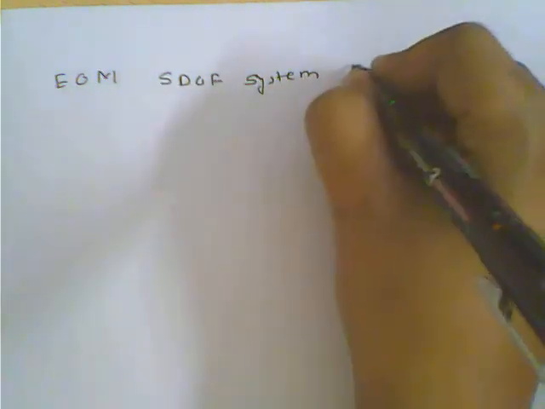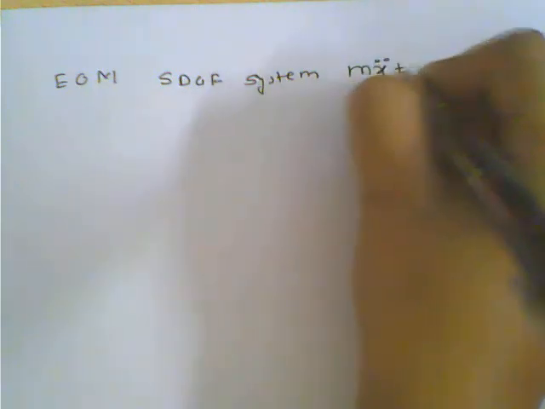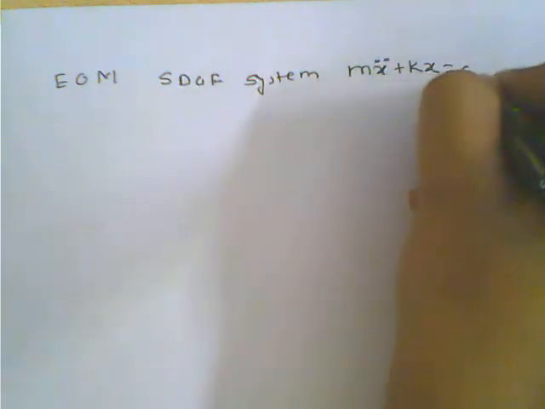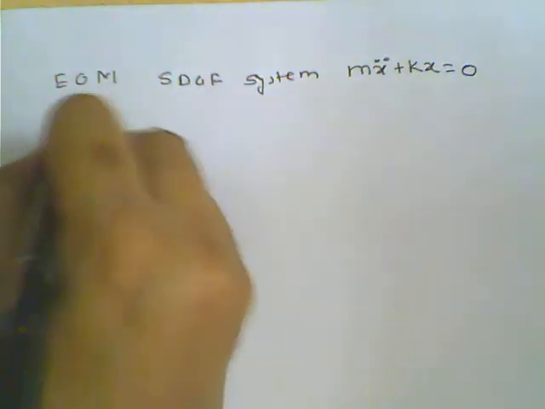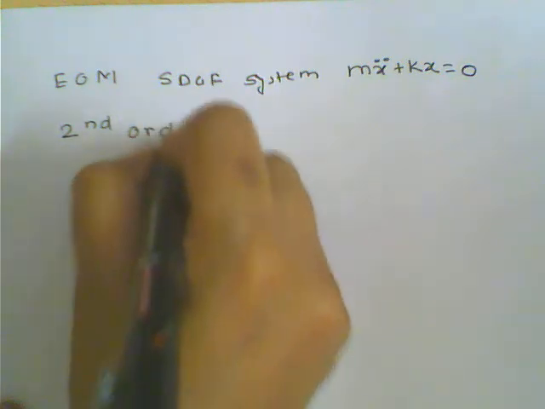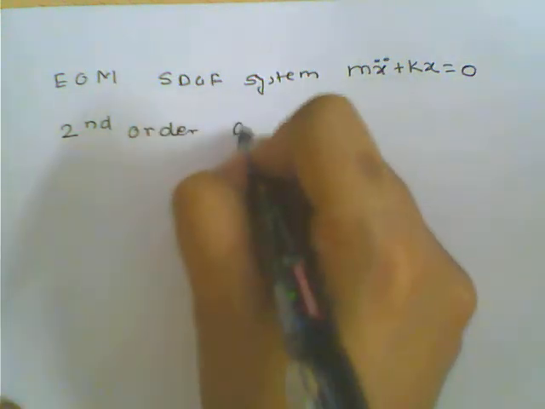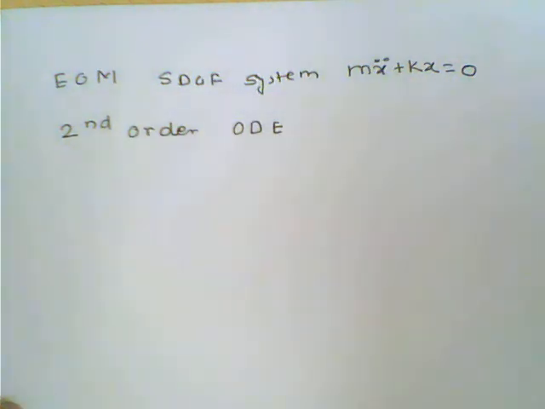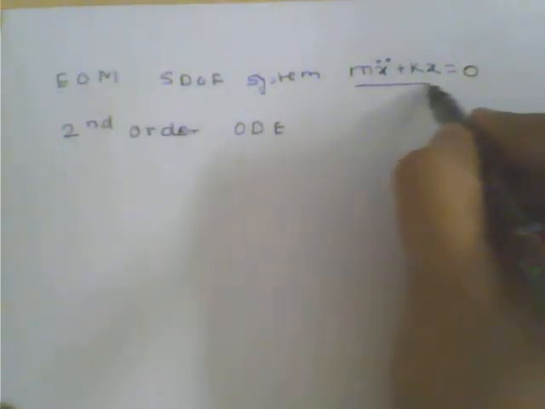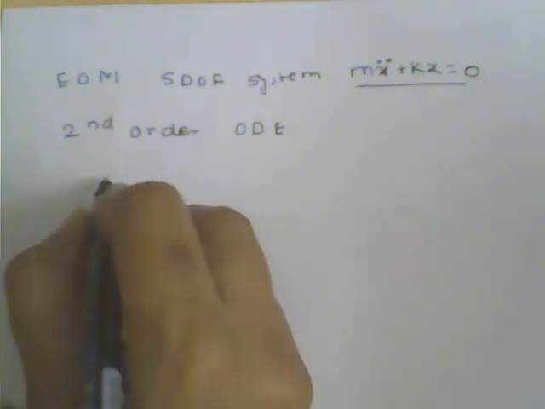Hello students, we have seen the equation of motion for a single degree of freedom system. That equation was something like this: m x double dot plus k x equal to 0. Now this equation is referred to as a second order ordinary differential equation. If you see in this equation, the unknown in it is x.